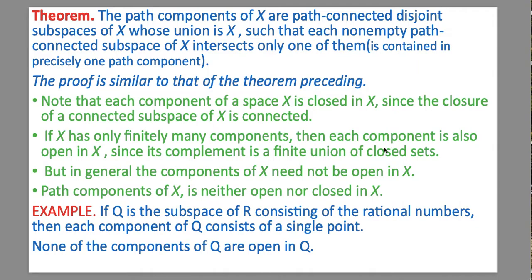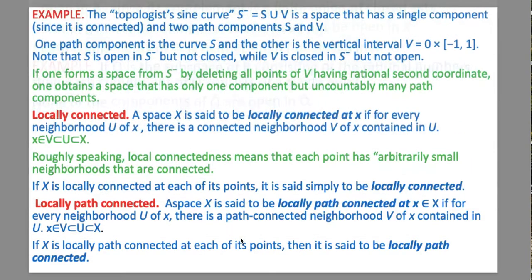Now we have some examples. Suppose Q is the set of rational numbers and R is the set of real numbers. If Q is a subspace of R, then each component of Q consists of a single point, and none of the components of Q are open in Q.